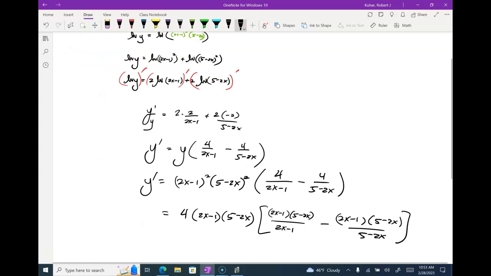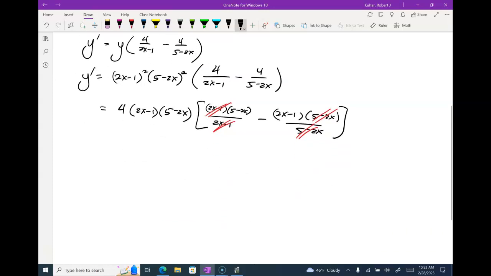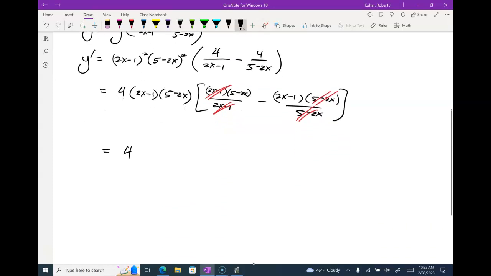See anything happen? Yes, that's why I did it, right? I'm trying to clear fractions. So it looks like I have 4 times a 2x minus 1 times a 5 minus 2x, and then inside I have 5 minus 2x minus the quantity 2x minus 1.